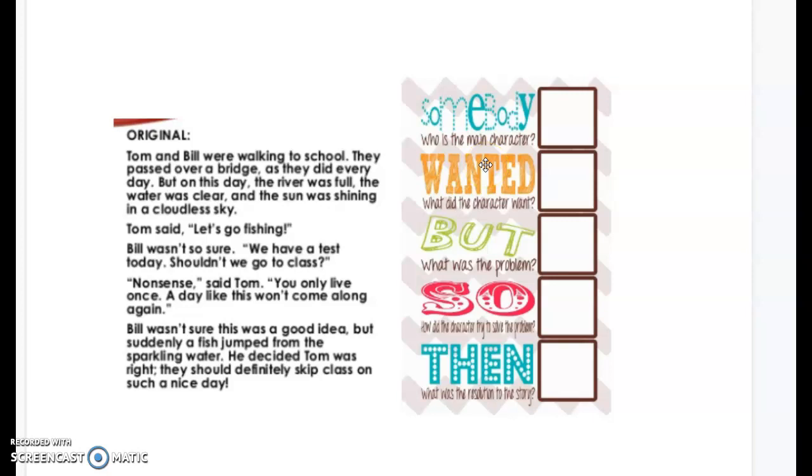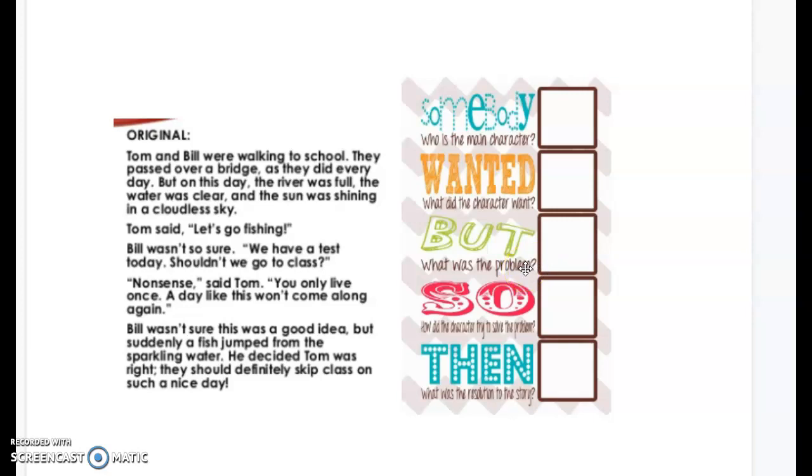And then you've got the wanted. What exactly was it that the character wanted, or what was it that they went and did, or what was the main theme of the text? And then you've got the but. So what was the problem? So you need to think about the problem that arose within the story and you need to put that in the third box. And you must ensure that you're using full sentence answers as well and cutting out words that are unnecessary.